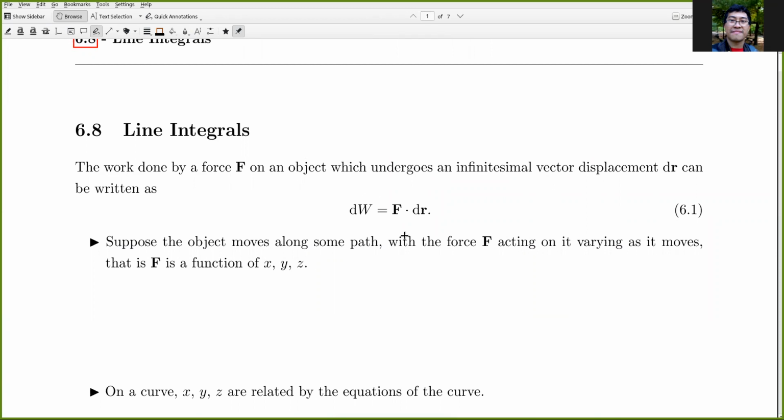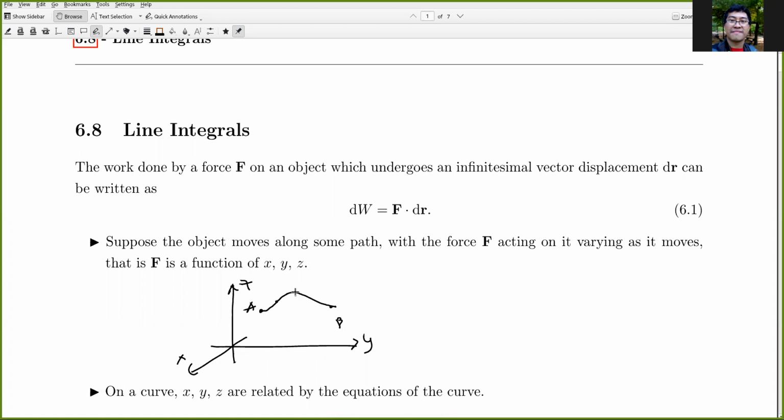And suppose the object moves along some path with a force F acting on it, varying as it moves. That is, F is a function of x, y, z. So if this is a plot for our x, y, z coordinate system, and suppose this is some point A and some point B, and an object moves along this path. Generally, this force F would depend on the position.